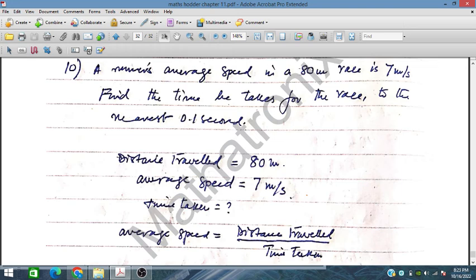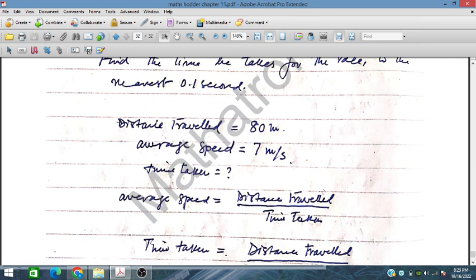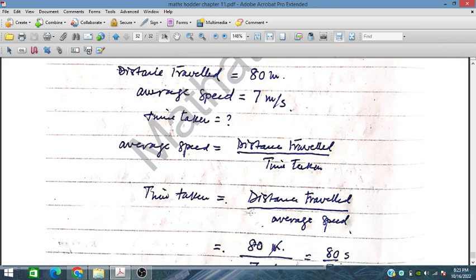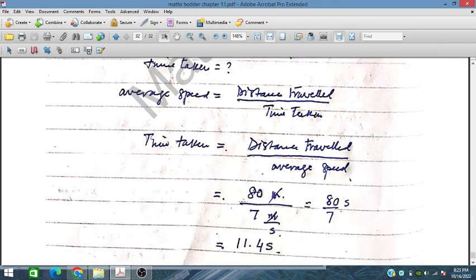A runner's average speed in an 800-meter race is 7 meters per second. Find the time he takes for the race to the nearest 0.1 second. So the distance is 800 meters and the speed is 7 meters per second. Average speed is distance traveled divided by time taken, so we divide the distance by the average speed to get the time taken. So this is 800 by 7.